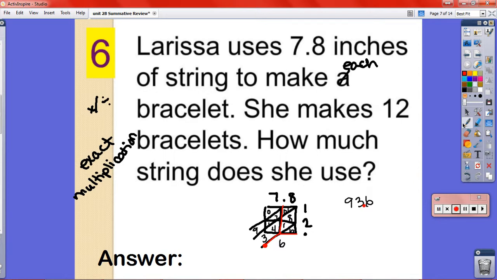I can also check that with my estimate. If I make an estimate, it's 7.8 times 12. That's about 8 times 12, which is about 96. So that's close to 96. And also there's 1 decimal place, so there should be 1 decimal place. So it's 93.6 inches of string to make 12 bracelets.